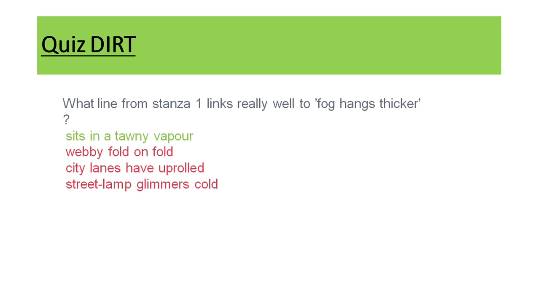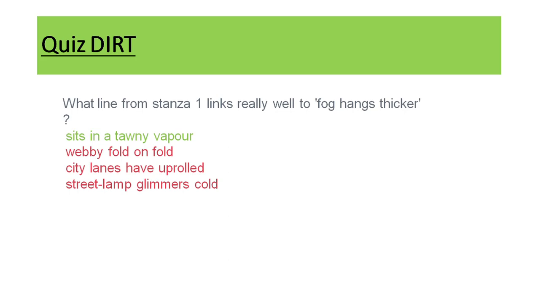So this idea of the fog hangs thicker in stanza 3, 'tis the moral, the fog hangs thicker. Do you remember I talked about how that links really well to the idea in stanza 1 that she sits in a tawny vapour? Do you remember I talked about how the line structures are very similar, the first line of stanza 1 and the first line of stanza 3? There's a comparison there. The word thicker suggests he's linking back to something. Thicker than what? Well, thicker than yesterday when she was in a tawny vapour, but now she's in a fog.